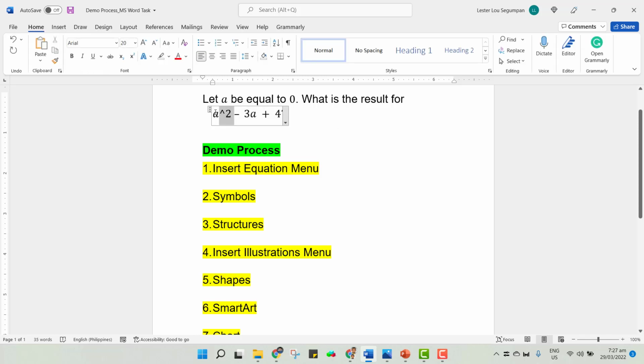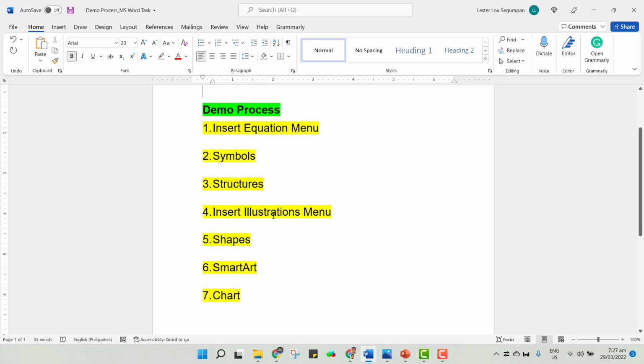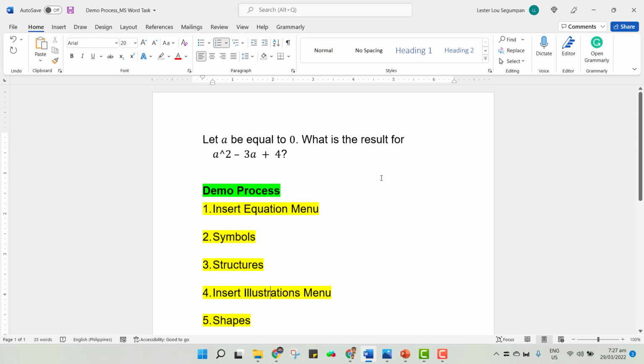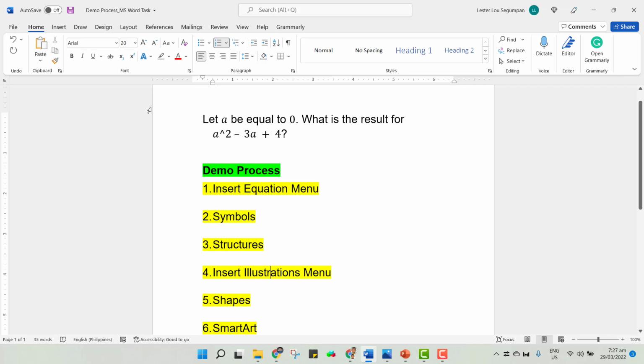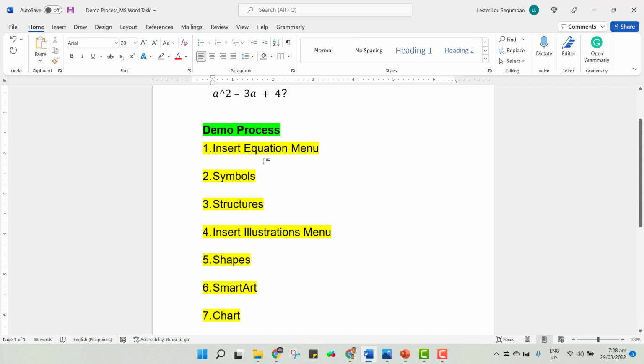However, we still have this concern here. That's why we're going to proceed to the different parts of the equation menu, even the illustrations menu. Why do I have here the illustrations menu? Because this is where I also would like you to prepare the problem solving test items na yung pinagagawa ko kanina. So let's move to the equation menu. So let me remove this. Remove na siya.